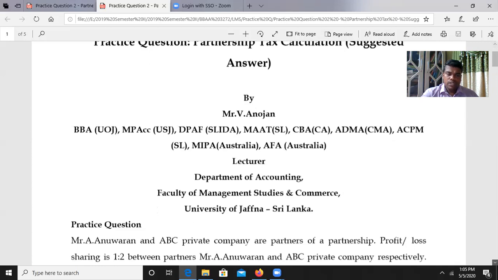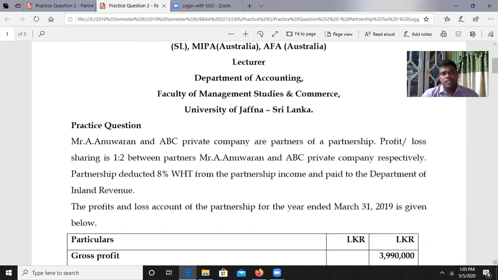Here I have included one question. The partners are Mr. A. Anuvaran and ABC Private Limited Company. Profit or loss sharing is 1:2 between Mr. A. Anuvaran and the ABC Private Company respectively. The partnership reduced 8% withholding tax from the partnership income and paid it to the Department of Inland Revenue. The profit and loss account of the partnership for the year ended 31st March 2019 is given below.